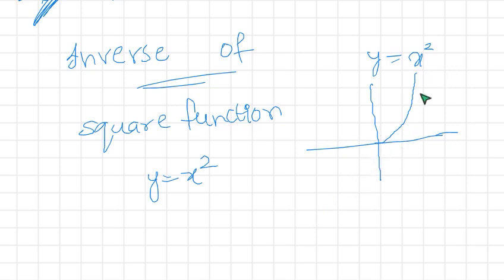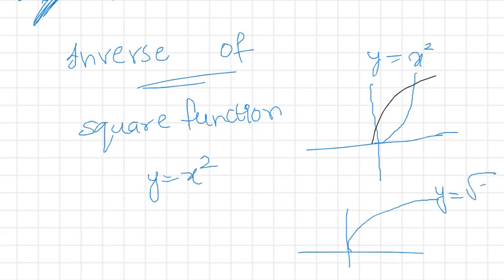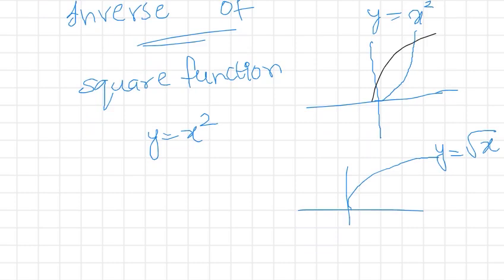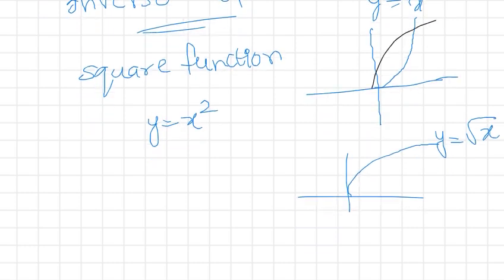So where is y equal to x? Draw it. Draw the mirror. Yeah. So take reflection. That's it. So this is the graph of y equal to the inverse function of square, which is square root x. So like this, it will be like this. And yeah, that is the graphical way.